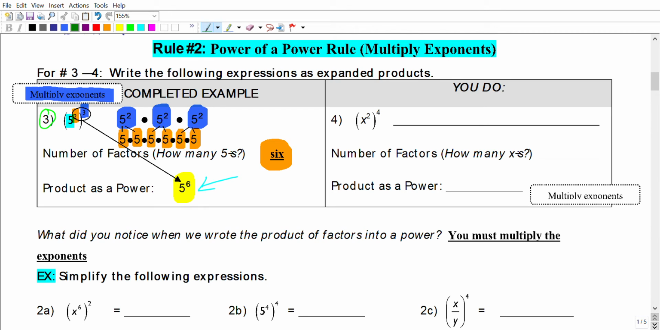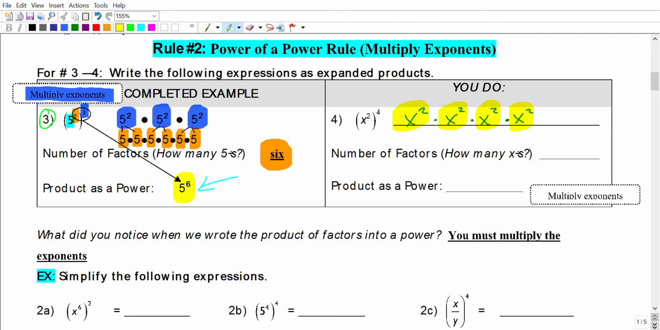So this next one says x squared and then raised to the 4th. So what does that mean? It means I have 4 x squareds. Let's count them again. 1, whoops, wrong thing. I'm supposed to use a highlighter there. Okay, so x squared, x squared, x squared, x squared. So I have 4 of them.